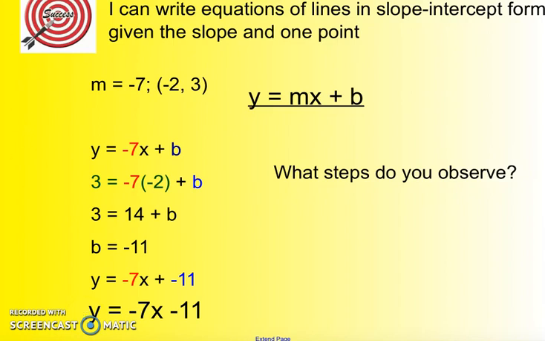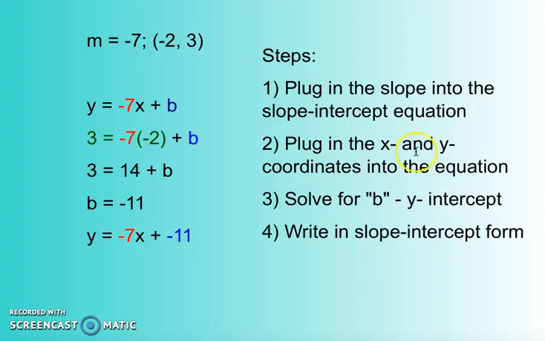Okay, so let's go over what steps did we do? Well, we plugged in the slope into the slope-intercept equation. And then second step, we plug in the x and the y coordinates. Third step, we solve for b. And remember, we always use the inverse operation to solve for that. And then the last step was to write it in slope-intercept form. And we found that the best way to write it is to write it with the minus 11 to show that it's in simplest form.